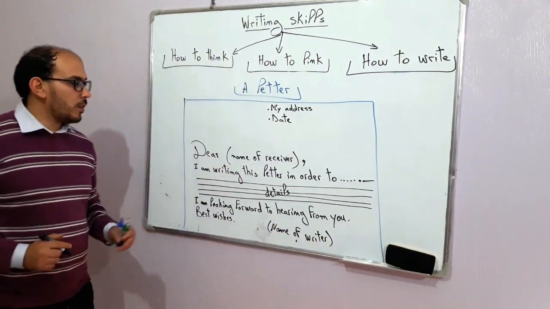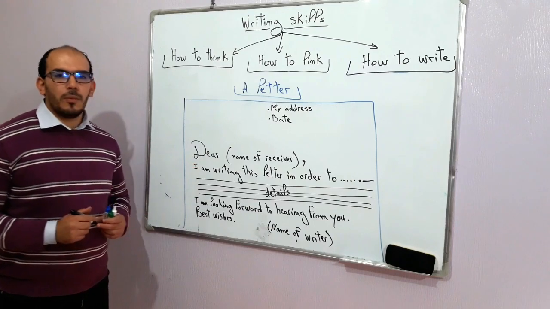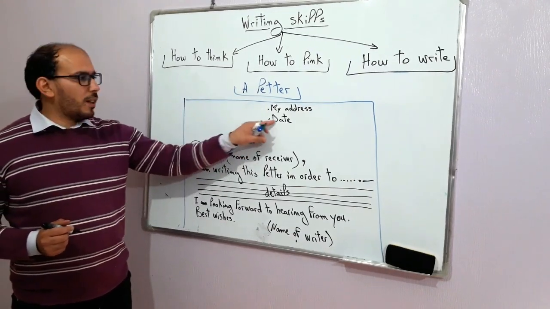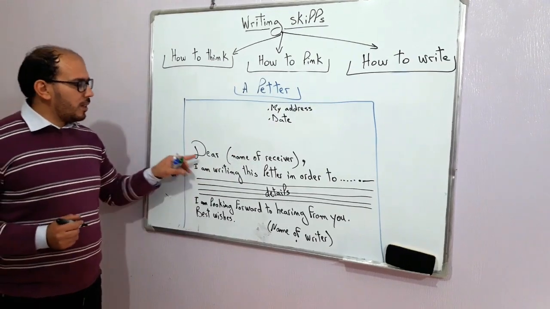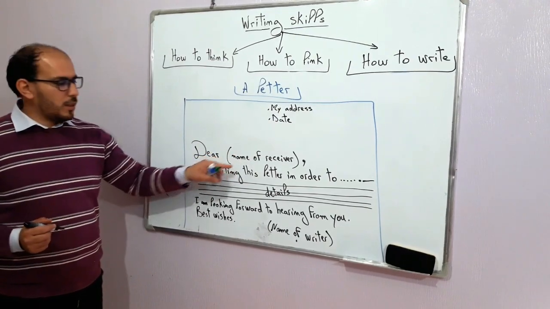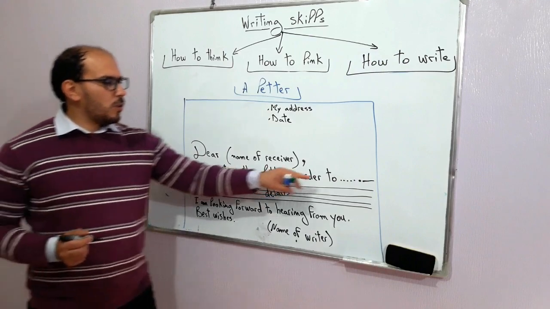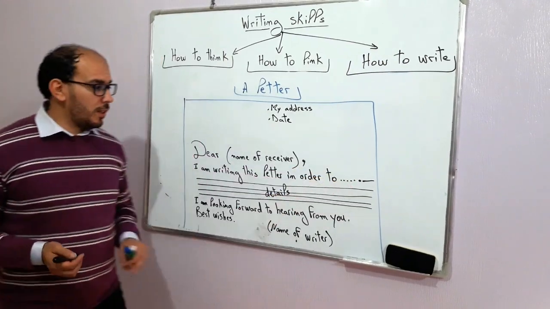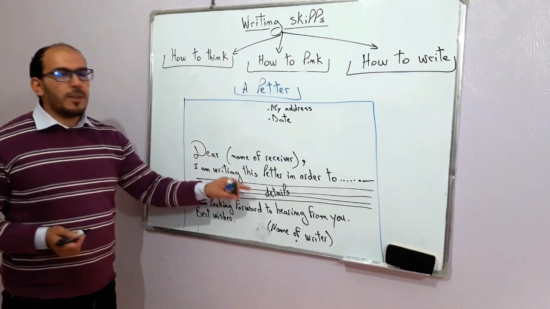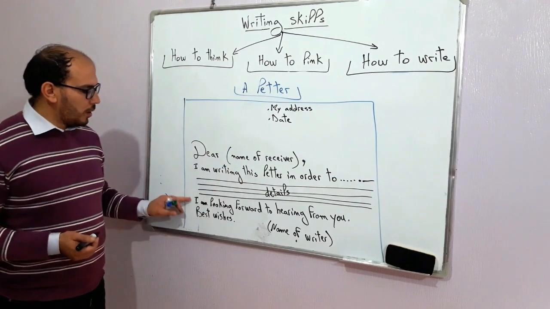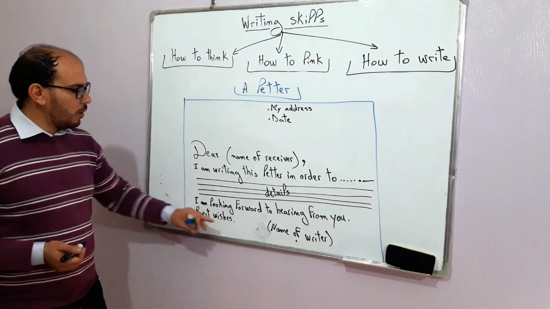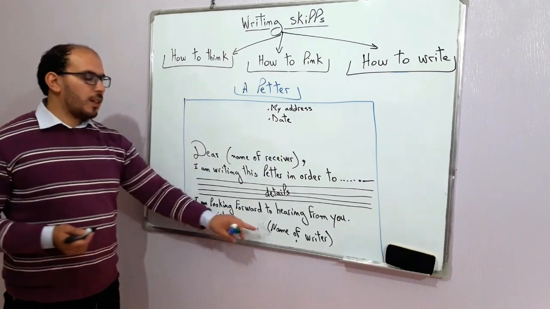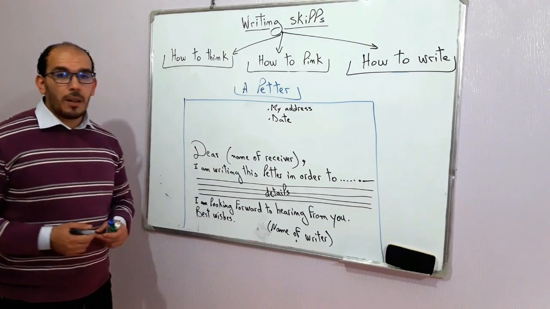Okay, so this is the form of writing. The first thing is my address, then I write the date, then the greeting, dear, and the name of the receiver. I'm writing this letter in order to, and I say the objective for which I'm writing this letter. I give details about this topic, then I write this conclusion. I'm looking forward to hearing from you, best wishes, and then the name of the writer.